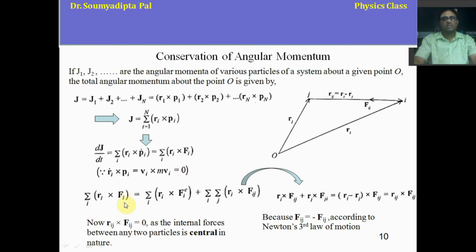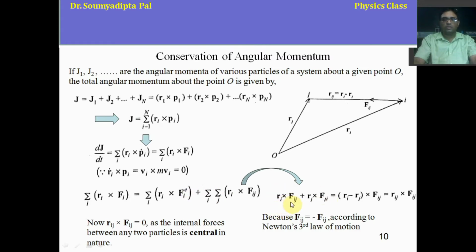From the last lecture we have seen that the total force we can write as the external force which is applied on the ith particle, plus the internal force between the ith particle and jth particle. Now what is this Ri cross Fij? That we need to calculate, meaning summation over i, summation over j, then Ri cross Fij. So when we do this, there will be two terms, Ri cross Fij plus Rj cross Fji, right? When we do this summation, one term will be like this.